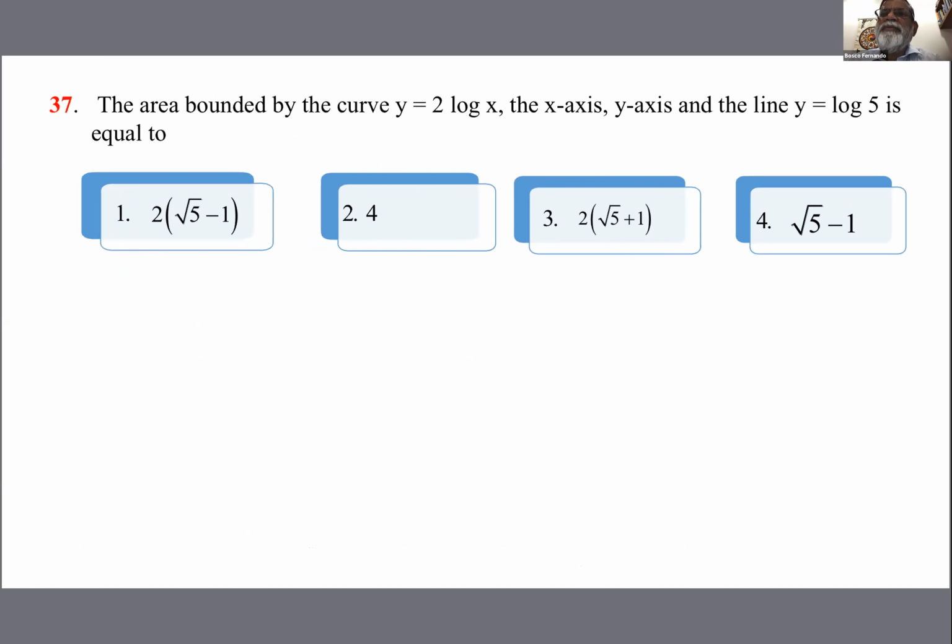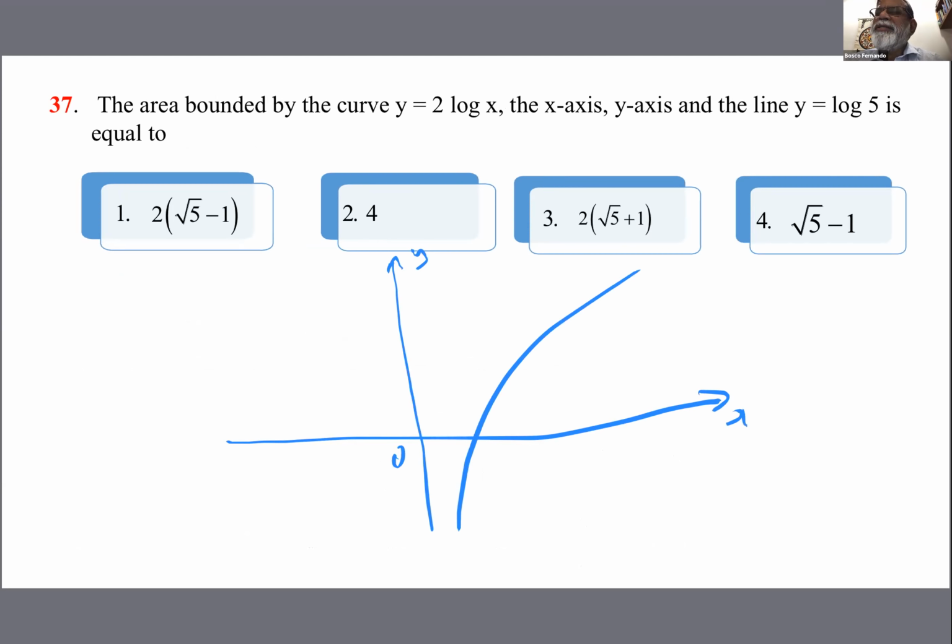So look at this problem. The area bounded by y is equal to log x. So y is equal to log x curve. y is equal to 2 log x curve. The shape will be like that only. Maybe it can go a little higher. So this is the y is equal to 2 log x curve.